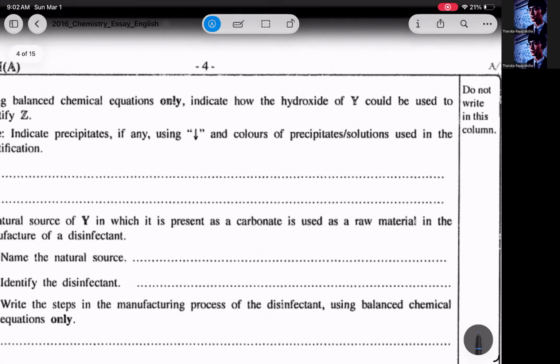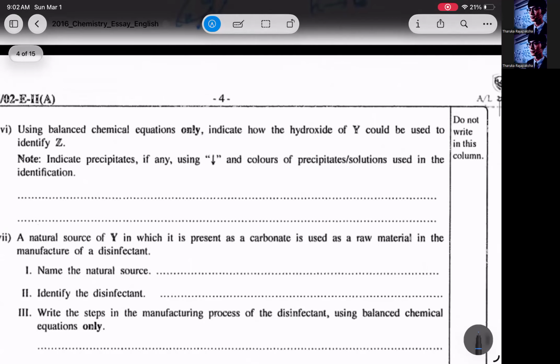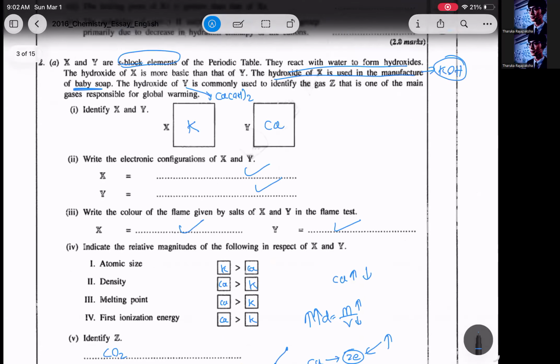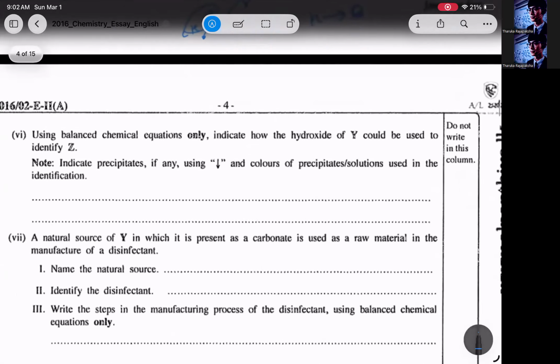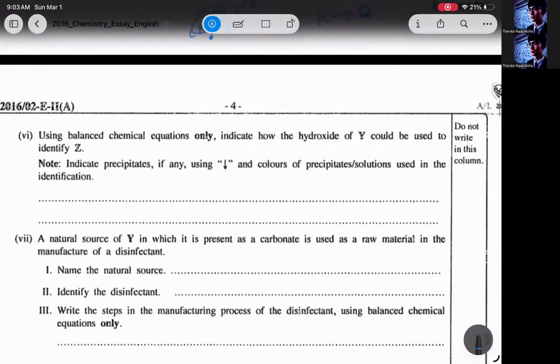Right. Using balanced chemical equations only, indicate how the hydroxide of Y, which is calcium hydroxide, could be used to identify Z. So you have to write the balanced chemical equations only. Indicate precipitates using the downward arrow, and the colors of precipitates or solutions used in the identification. So that also should be represented.